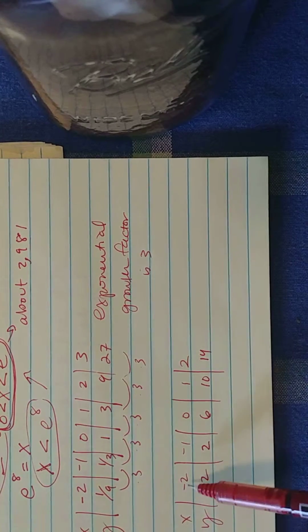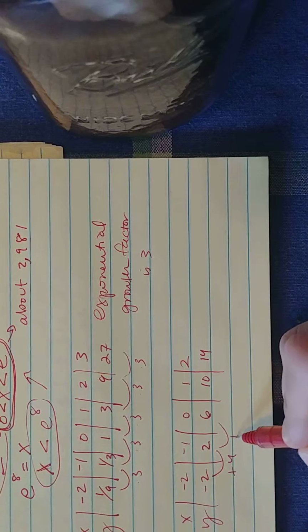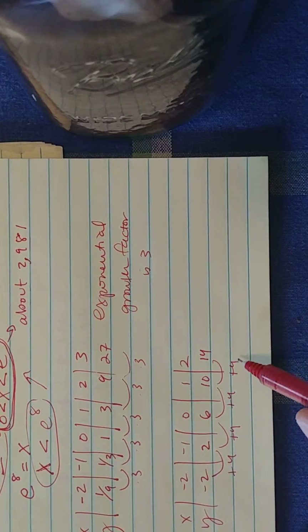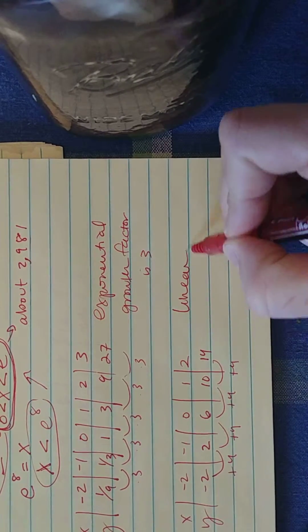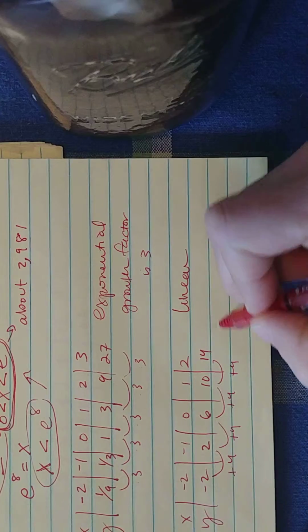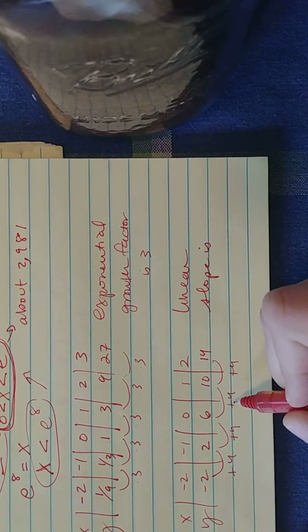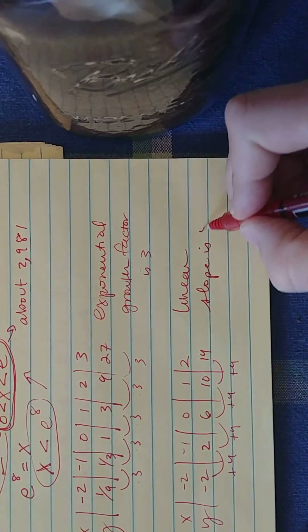So as x goes up by 1 here as well, my y is going up by 4. And this is by a sum or a difference of 4. It's a sum from left to right. It's a difference from right to left. So that is a linear function, and that's because the slope is constant, and the slope is 4 over 1. So as we go up by 1 on the x, we go up by 4 on the y.